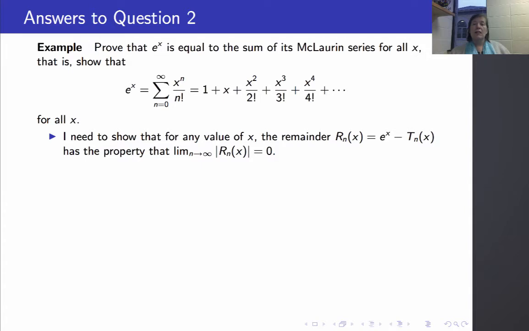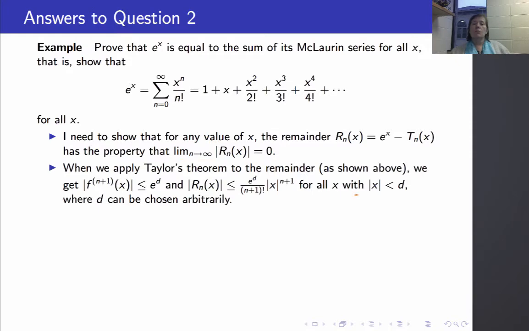In other words, e to the x minus the nth Taylor polynomial has limit 0 as n tends to infinity. Let's pick any number d. This can be any number we like. It could be 100, 1,000, a Google. And we're going to apply Taylor's theorem to the remainder in the interval from minus d to d.